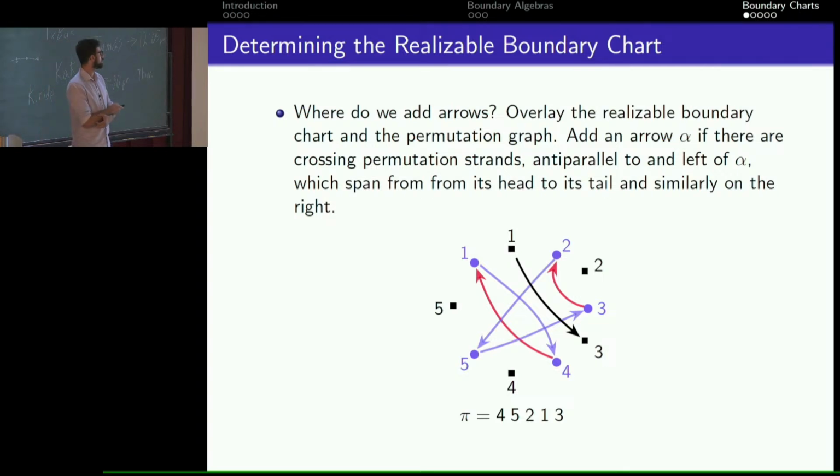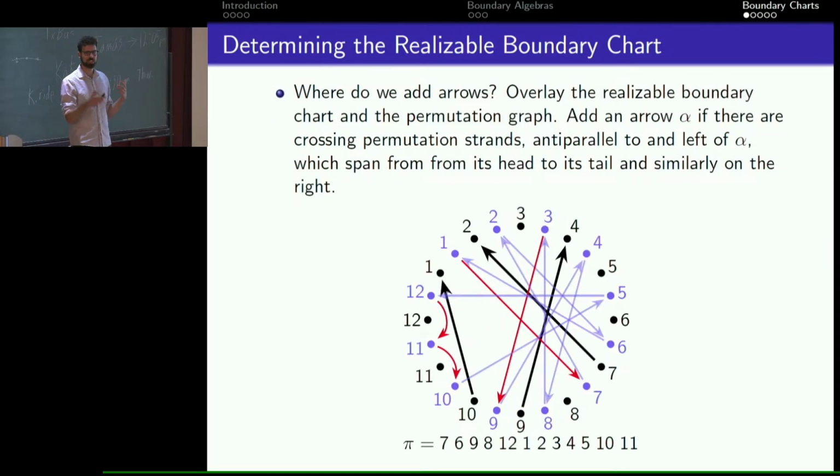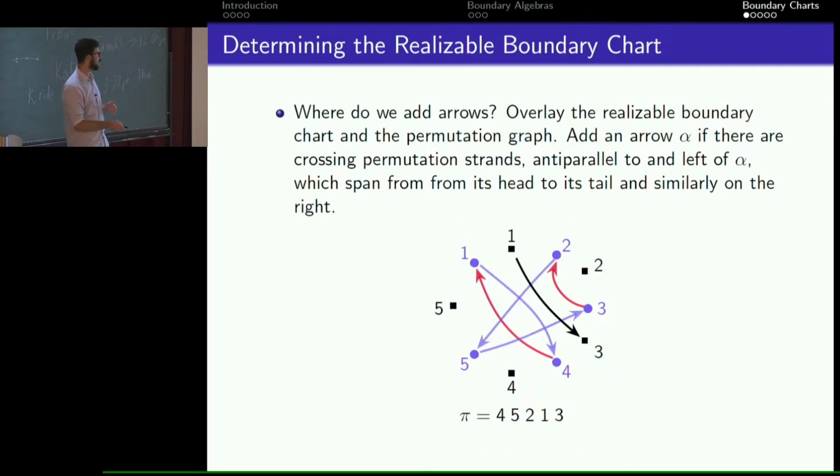What we should do is overlay our boundary chart and our permutation graphs. Remember, I'm thinking of my permutations as directed graphs with in degree and out degree 1 at each vertex. And if I want to know if I add an arrow, like I have this arrow from 1 to 3, how do I know I have an arrow from 1 to 3? In my permutation graph on both the right and the left, I have arrows that are anti-parallel to this black arrow and span from its head to its tail.